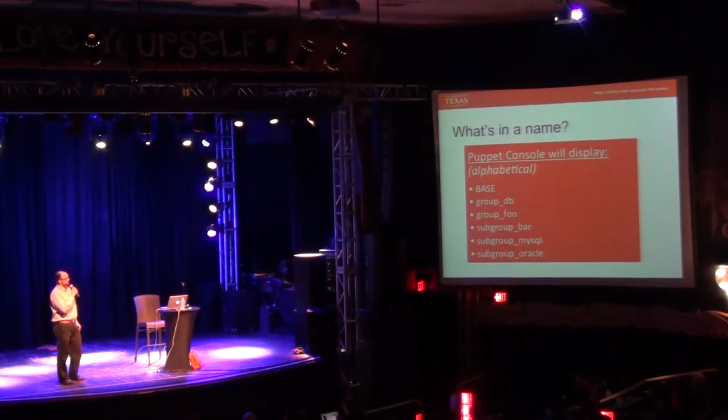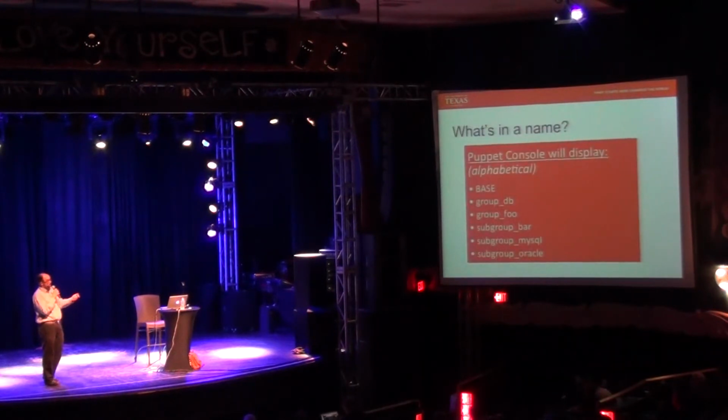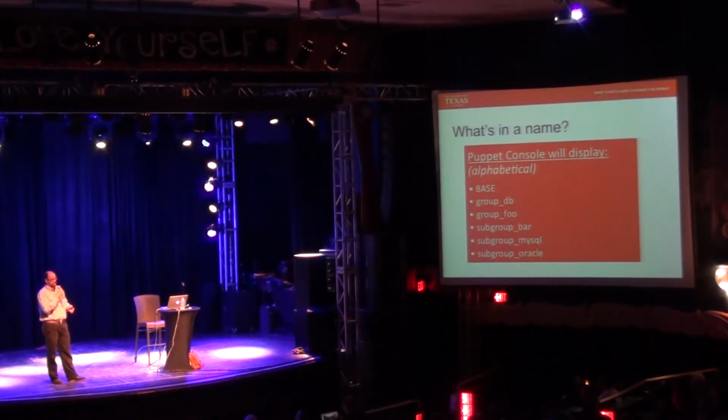Now, the trick here is that this is what you create, this is what you intend, and this is what Puppet's going to show you. Puppet's going to give you the list of groups in alphabetical order. So what we ended up doing was creating prefixes to break these apart. It won't show you the hierarchy in a useful way, but you can still use it in a hierarchical manner.